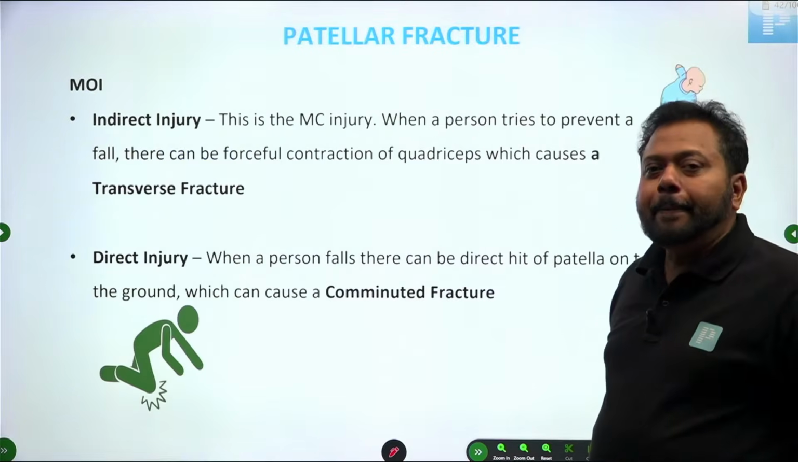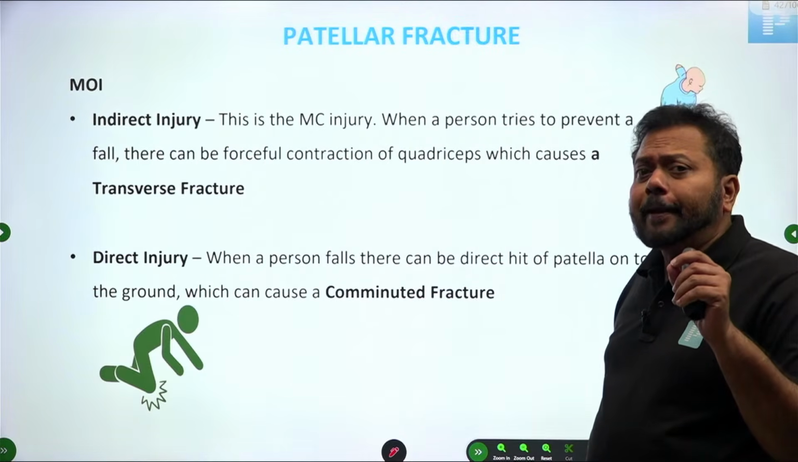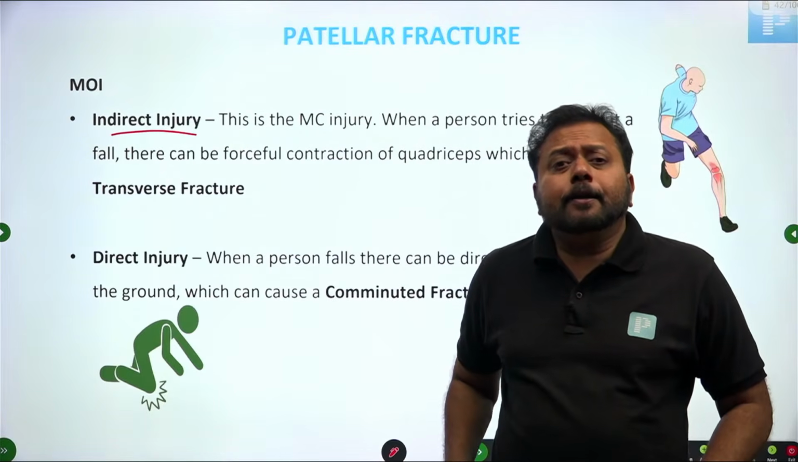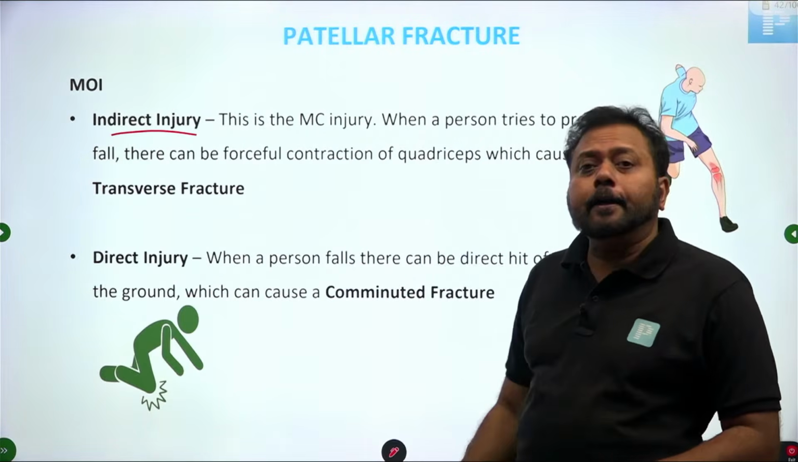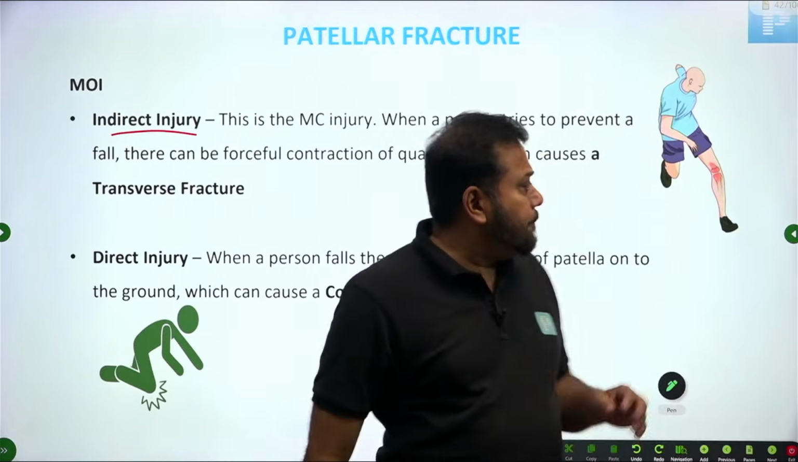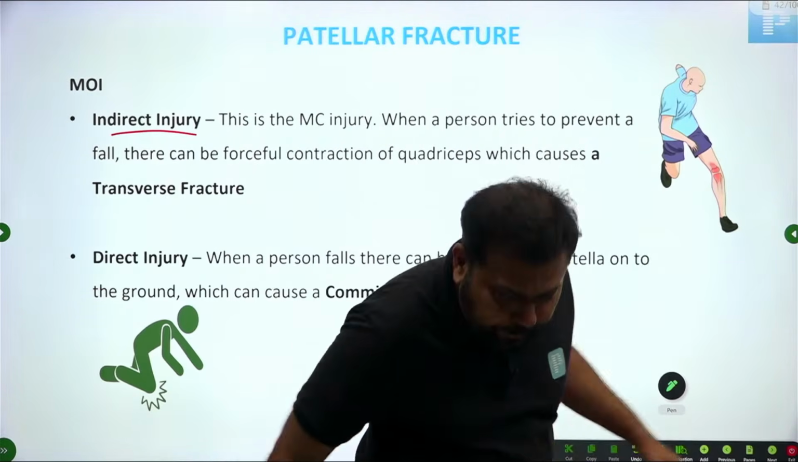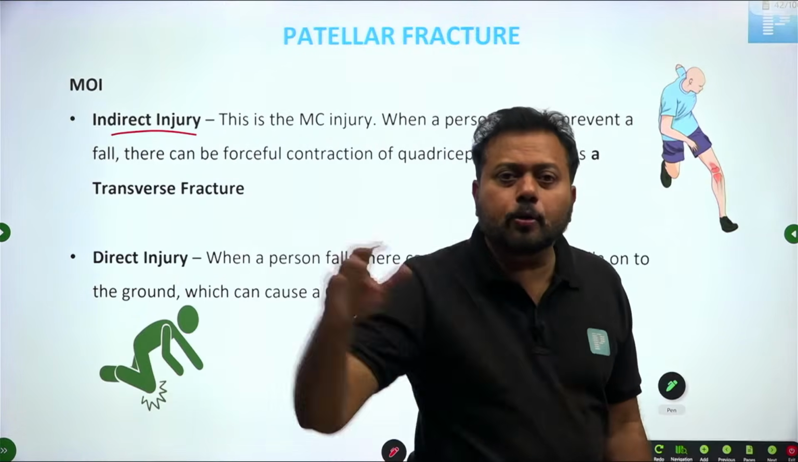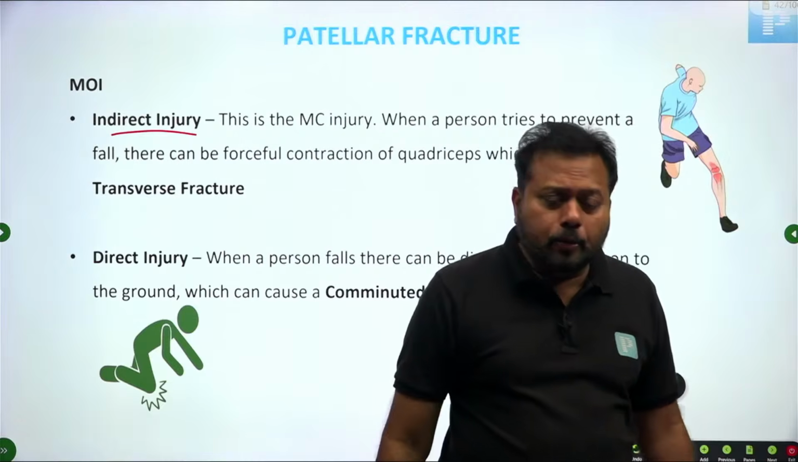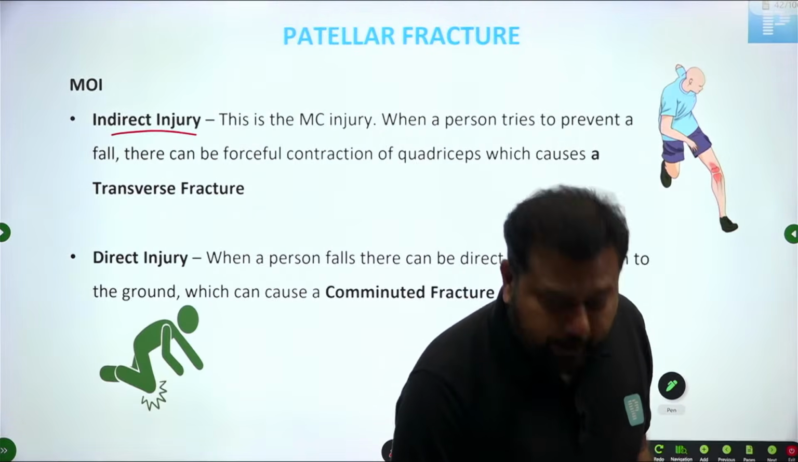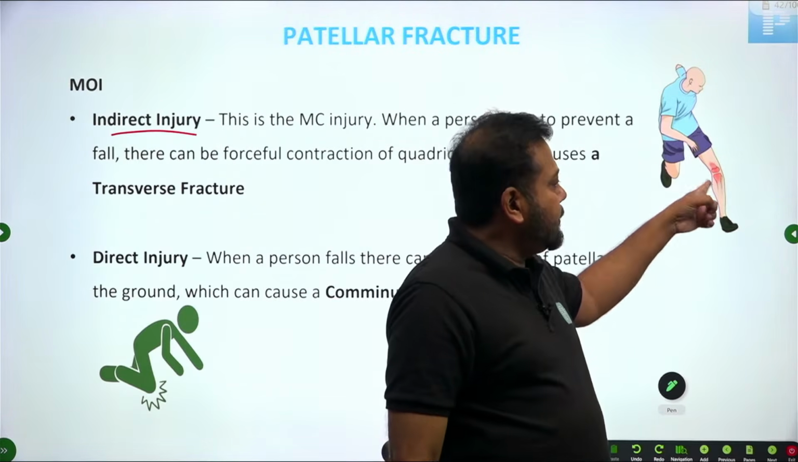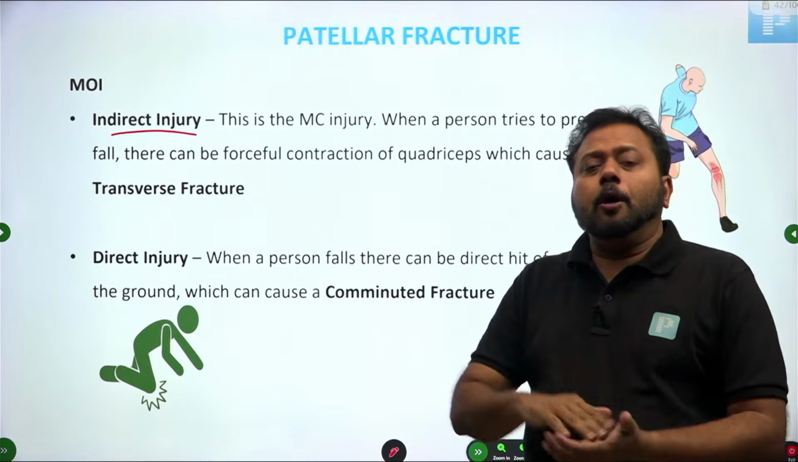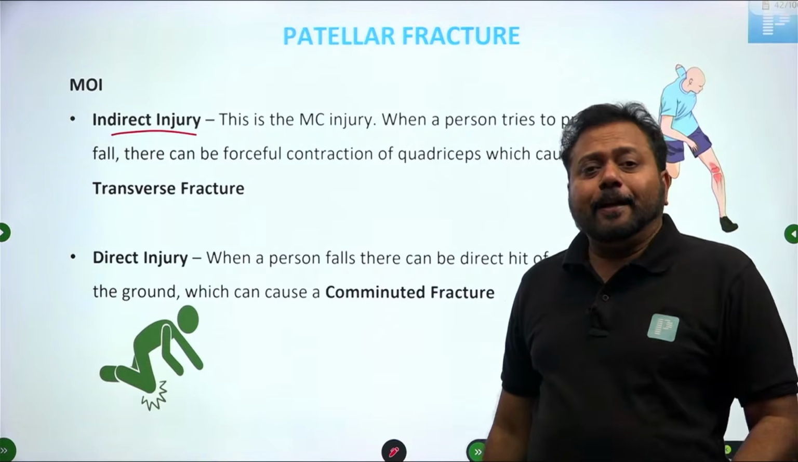You see here, patella, the most common mechanism is indirect injury. What is that indirect injury? Violent contraction of the quadriceps muscle. For example, a football player is running and suddenly he is trying to stop. Violent contraction of quadriceps can happen. You are walking on the roadside, a big pit is there, you have not noticed, you stepped inside the pit. Violent contraction of quadriceps can happen. That is the most common mechanism which causes transverse fracture. That is why the most common fracture pattern of patella is transverse.